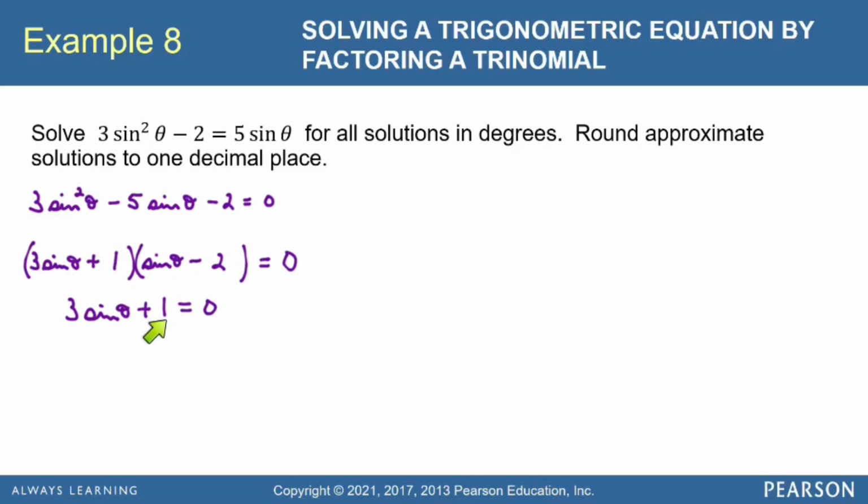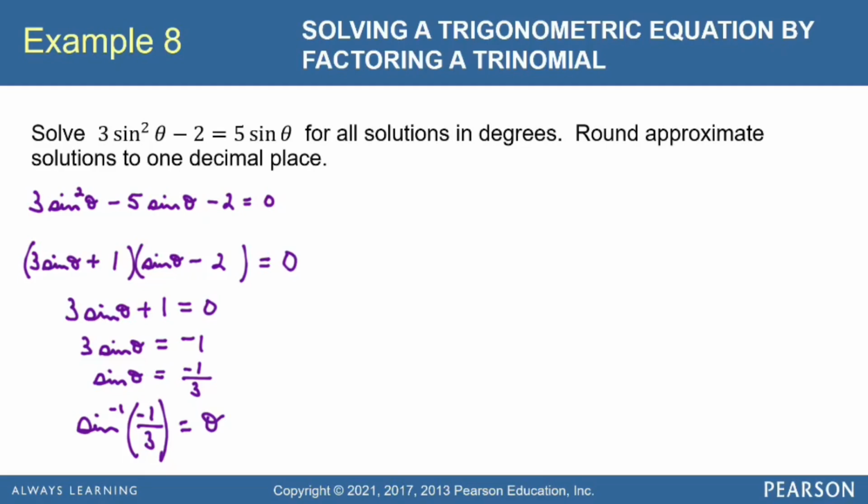For 3 sine theta plus 1 equals 0, we want to isolate sine of theta, so we'll move the plus 1 to the other side of the equal mark. That will give us 3 sine theta equals negative 1, and then divide both sides by 3, and now we have sine theta equals negative 1/3. Now, of course, this is not one of our memorized sine values, so we do have to get the calculator involved here. So let's write this in inverse form, and that would be sine inverse of negative 1/3 equals theta.